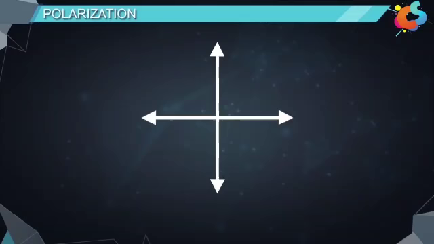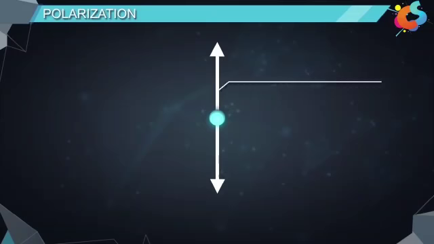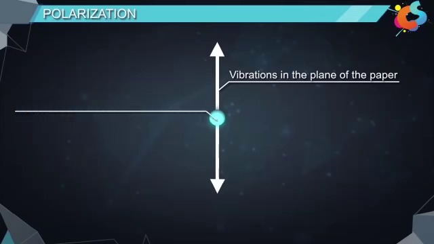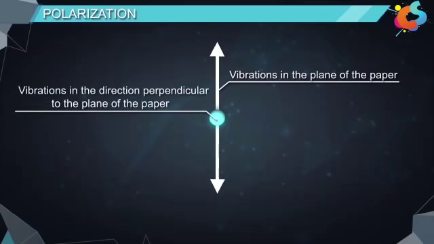However, this is only a front view of the wave. On the side view, the wave is represented in this way. Here, the arrow represents vibrations in the plane of the paper and the dots represent the vibrations in the direction perpendicular to the plane of the paper.